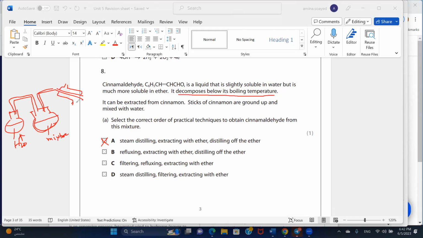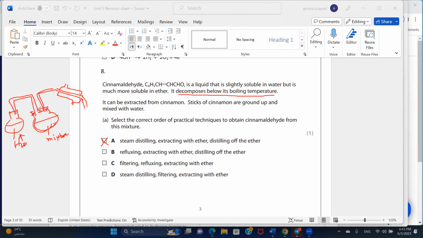So we can do distillation like this. We call this steam distillation. Here we get our organic liquid by the steam distillation. Of course, this should be closed.